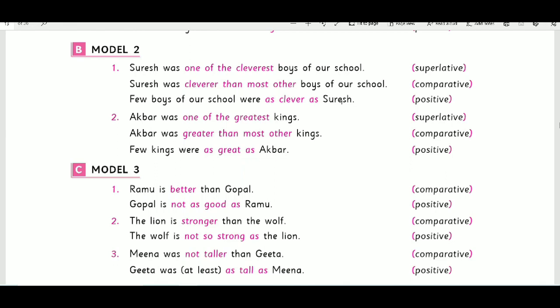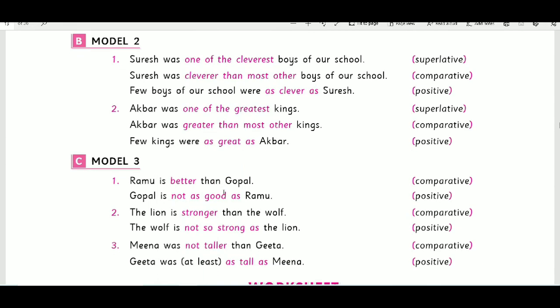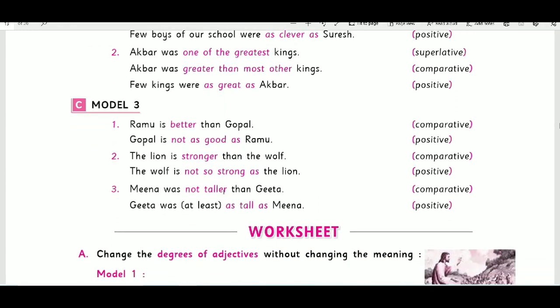So this is the exercise, a very keen exercise we have to do with grammar. This one will give us more accuracy in our language. Akbar was one of the greatest kings. Okay, one of. Akbar was greater than most other kings. Few kings were as great as Akbar. Okay, that is what we see. Then we can go into model 3.